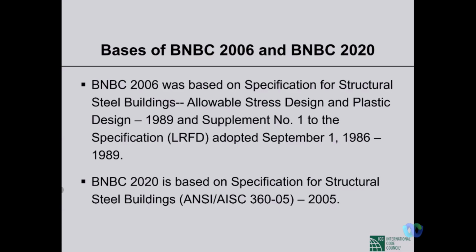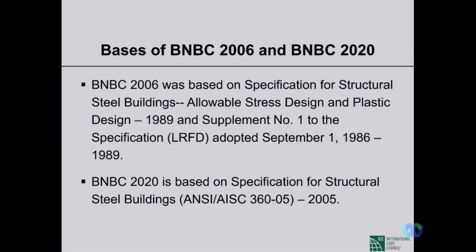Now BNBC 2020 was written in 2009-10. So AISC 360-05 was actually followed, along with AISC manual 13th edition and many other publications of AISC, including publications related to hollow structural sections and publications related to seismic provisions.